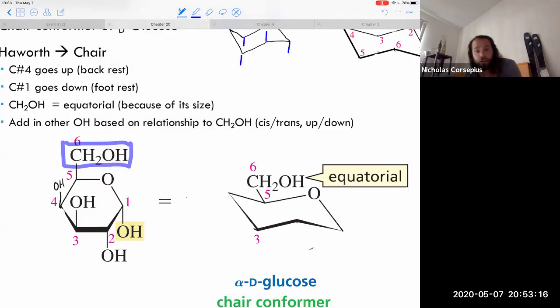So honestly, on your Haworth projection, cis and trans is easy. If they're both pointed up, it's cis. If one's up and one's down, it's trans, right? The Haworth projection is actually a little bit easier to understand than the chair is. Unfortunately, the chair is the most accurate for the 3D structure. That's why we got to worry about it. So in this case, they are going to be trans. And so that means that the OH group also has to be equatorial on position 4.